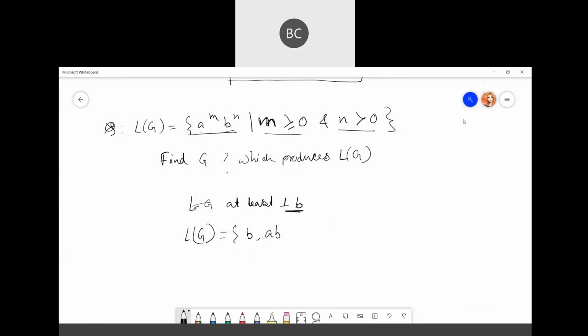The language is given, and the language is a^m b^n such that m is greater than or equal to 0. That means there might be one a or there might be no a in the string, and n is greater than 0. That means there will be at least one b in any string. Your language is nothing but a collection of different strings generated with the help of the grammar. So, if the language is given, in any string there will be at least one b as per this rule. Okay.